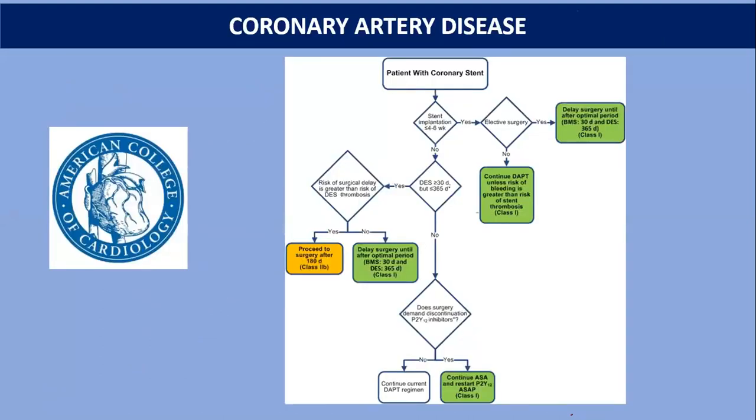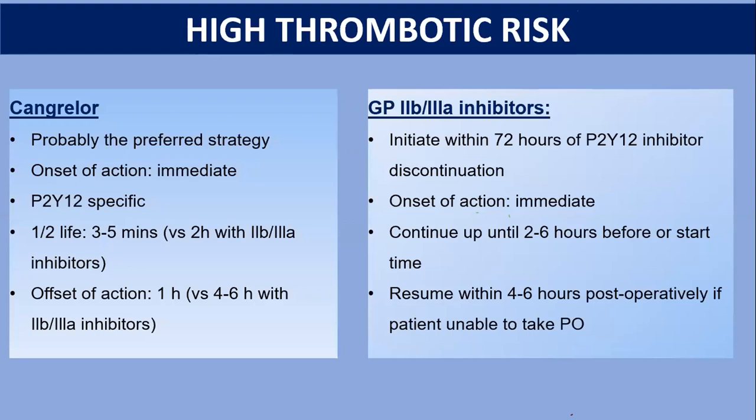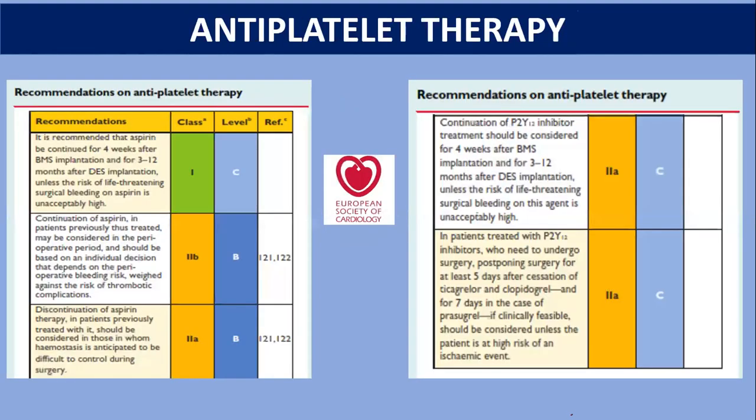And this has been already discussed, the patient with coronary stent, the timing and how we can go for the surgical procedure. If the risk of stent thrombosis is very high with severe consequences, like if the patient has left main stenting or proximal ostial LAD stenting, then if there is stent thrombosis, it will increase the perioperative mortality, not only morbidity. So in those cases, you may think of bridging therapy. Although there is a question about whether bridging therapy is able to reduce stent thrombosis or not, theoretically there is a possibility. More often we choose cangrelor because it is a P2Y12 inhibitor, onset of action is immediate, half-life is short, and offset of action is only 1 hour, rather than GP2b3a inhibitors.